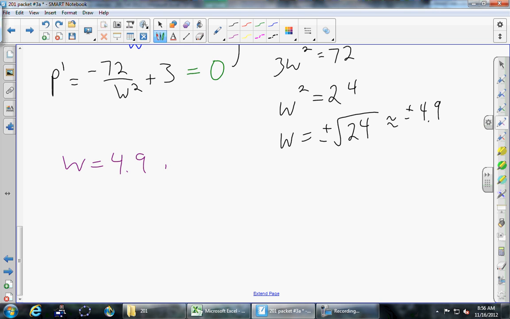It might be the minimum. It'd also be a maximum, but we have a name. It's called the critical point. So W is the critical point or the critical number. So 4.9 is the number of interest.